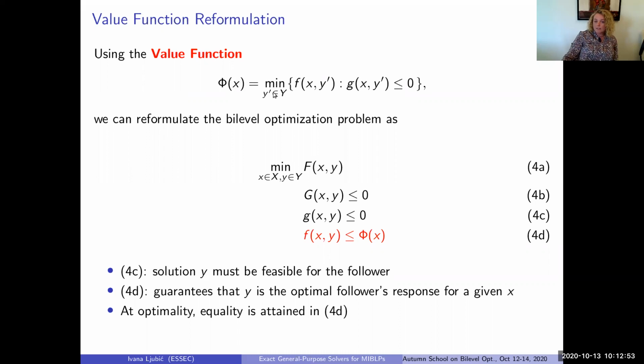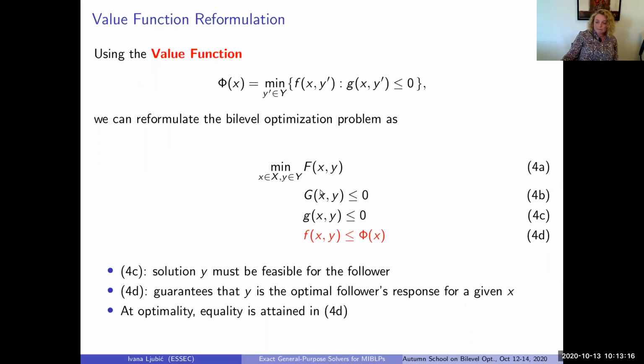And so if I now, for every single choice of X, look into the optimal solution value of the lower level problem, then we define a new function that we call a value function. And by using this notation, now we can reformulate the whole problem that we have here.